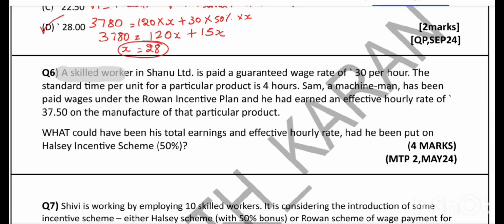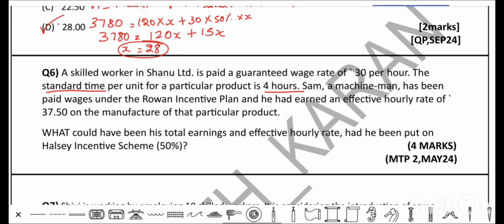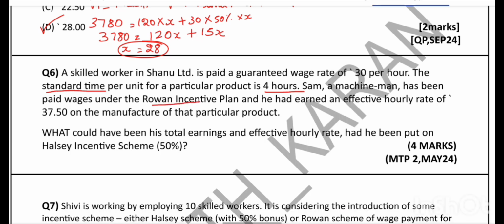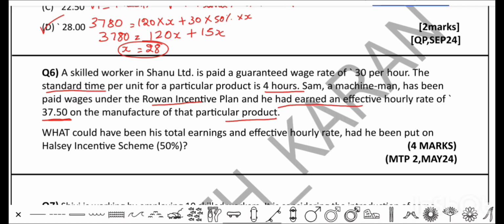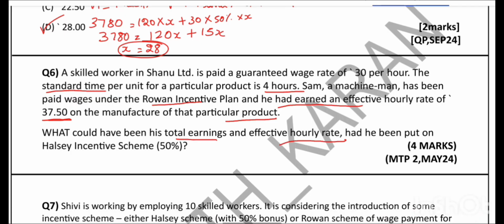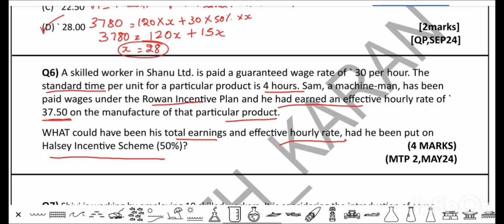A skilled worker in Shanu Limited is paid a guaranteed wage rate of 30 per hour. The standard time per unit for a particular product is 4 hours. And Sam, a machine man, has been paid wages under the Rowan incentive plan. He had earned an effective hourly rate of 37.5 on manufacture of the particular product. What could have been his total earning and effective hourly rate had he been put on the Halsey incentive scheme? We need to calculate this.